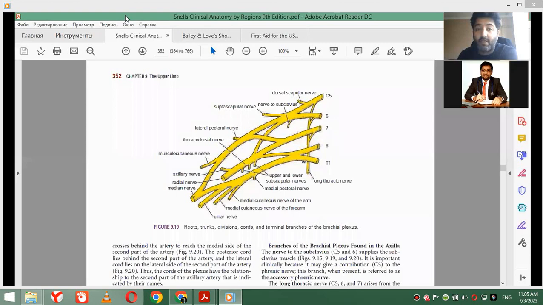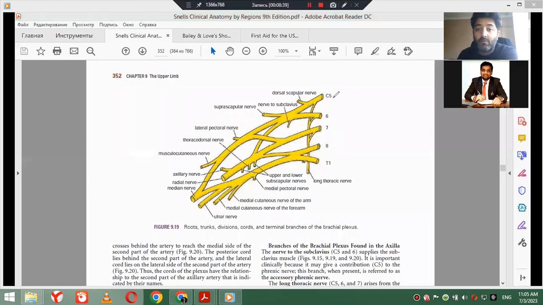The brachial plexus is formed by the roots of C5, C6, C7, C8 and T1. Okay, so five roots are forming the brachial plexus. So these are the five roots which are forming the brachial plexus.